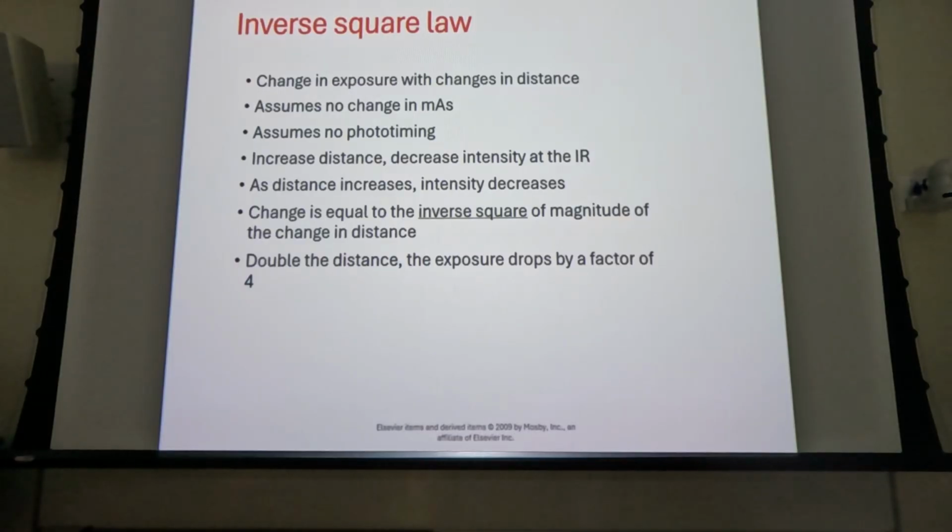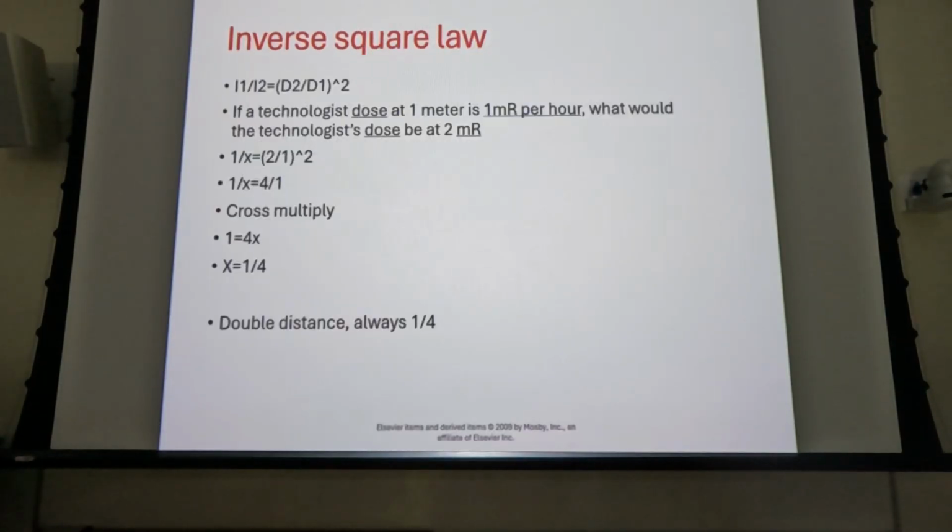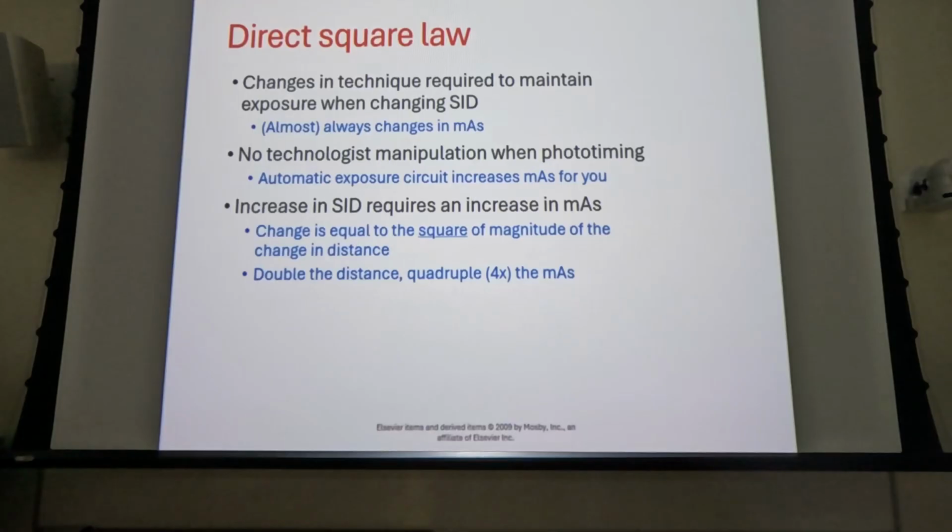So because of the inverse square law, because we lose exposure at the image receptor as we increase SID, we have to introduce the direct square law. So direct square law, or the density maintenance formula, is how much of a change in mAs you need to compensate for that increase in SID. So you increase your SID from 40 to 80 inches, you lose your exposure at the image receptor by a factor of 4, so then you need to increase your mAs by a factor of 4, right? It's the same law, it's just kind of flipped around.